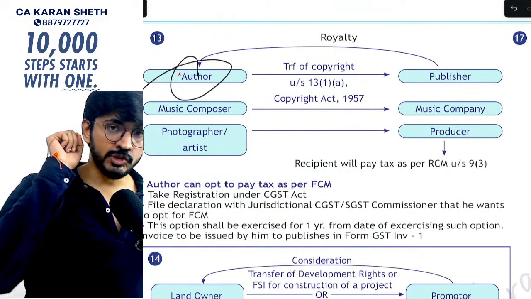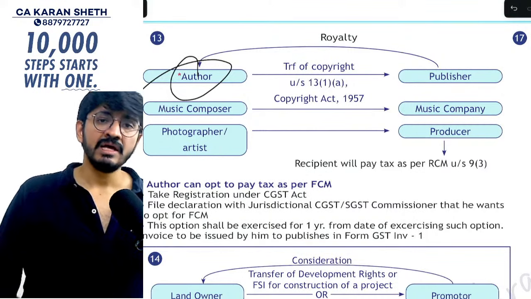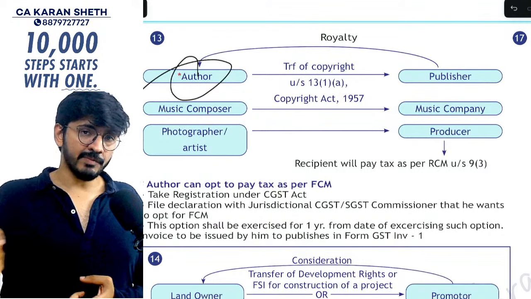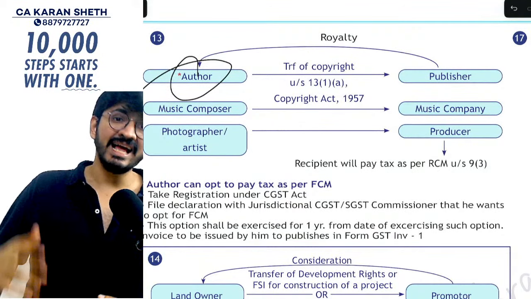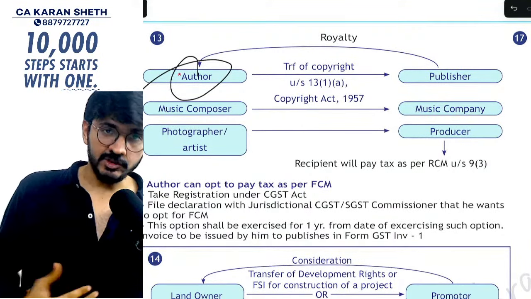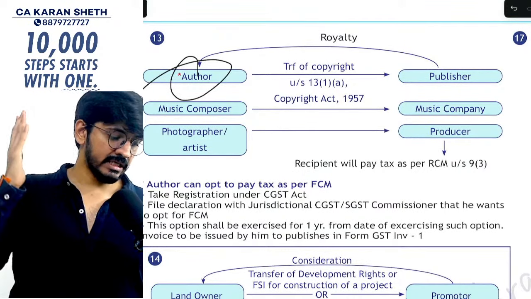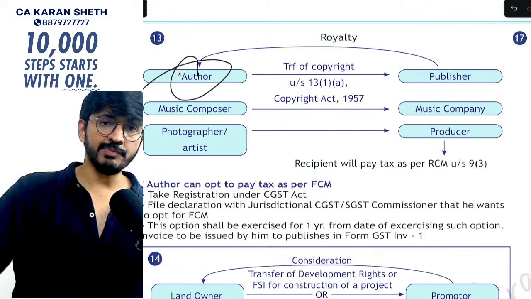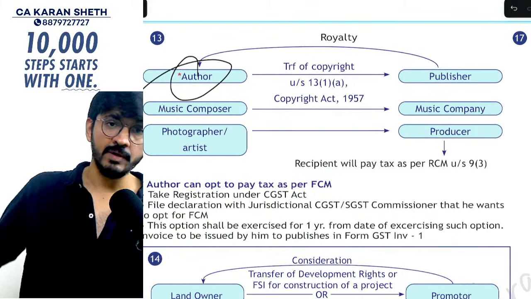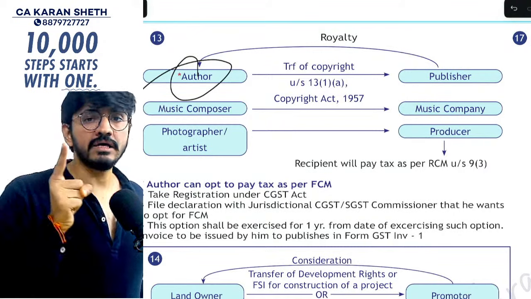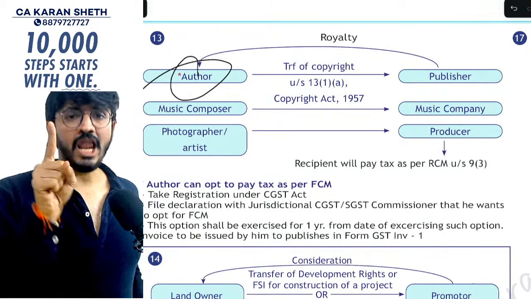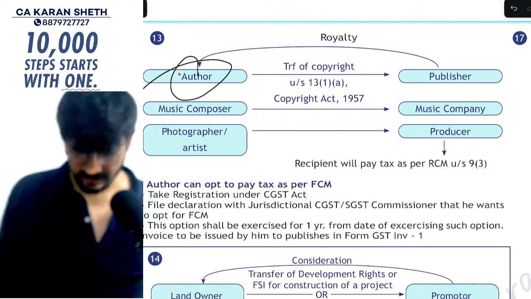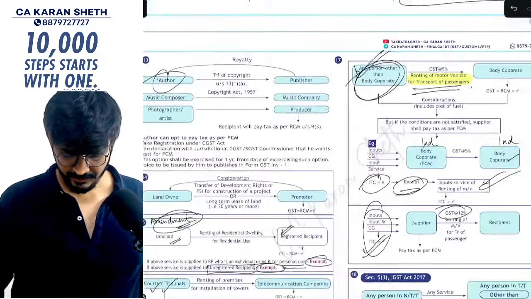If he chooses to pay taxes as per FCM, he will have to get himself registered under the CGST Act. He will have to write a written request to the jurisdictional commissioner asking, I want to pay taxes as per FCM. And once he takes the permission, he will have to exercise the option of FCM for 1 long year. Are you getting it, my dear friends? Yes, sir. That's it.